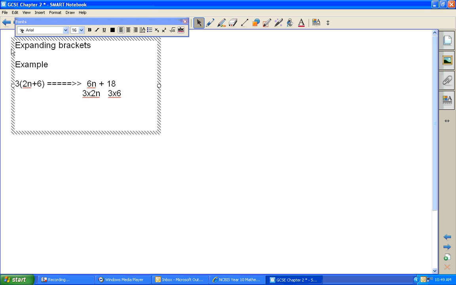Okay, let's try another one. 4 times (3n - 8). Some people get a bit confused with this type because it's got a negative in. I don't know why. It seems a bit silly to me, because it should just be the same as the one above. 12n - 32. The sign in the bracket is going to remain.